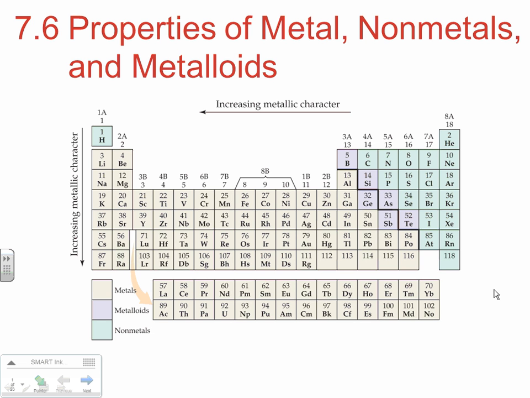And if you apply the same two principles that we applied with everything else we've looked at trend-wise in this chapter, as you go across, it's all about period trends, increasing effective nuclear charge. Well, if you're holding on to electrons harder as you go across to the right on the periodic table, that would mean you should be less metallic, less likely to lose electrons. So as you go to the left, you should be more metallic, more likely to lose electrons.